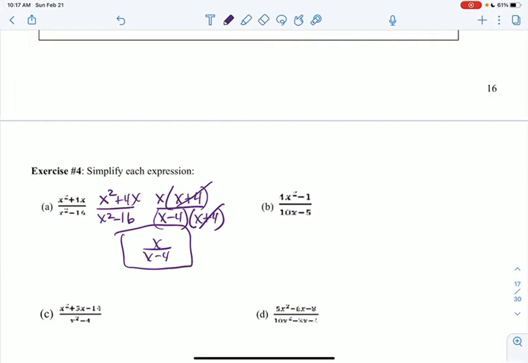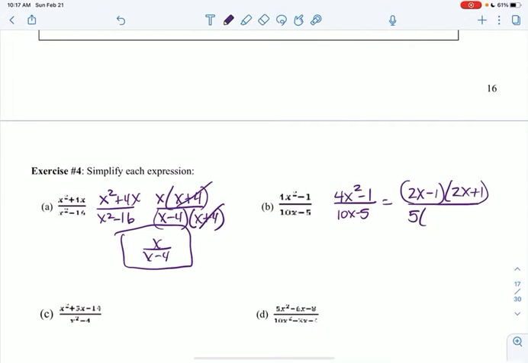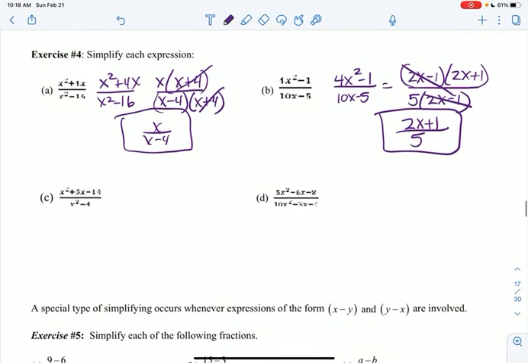All right, B, again, I'll rewrite this because it's a little blurry here. So on the top, I hope you guys recognize that's the difference of two perfect squares, so 2x minus 1 and 2x plus 1. And on the bottom, I'm going to factor out a GCF of 5, and I'm left with 2x minus 1. And then I'll cancel out those 2x minus 1's, and I'm left with 2x plus 1 on top and 5 on the bottom. Okay, so that's all that's going on here in 4.